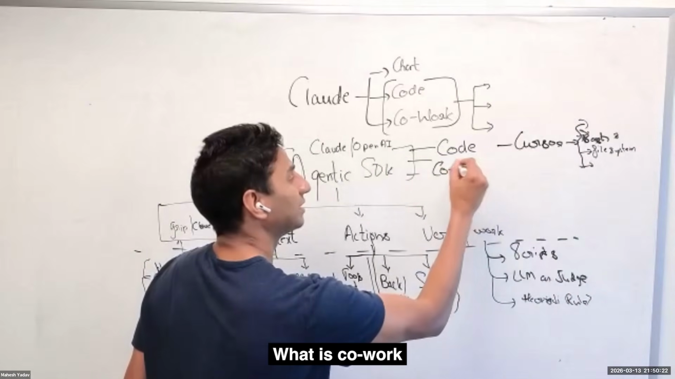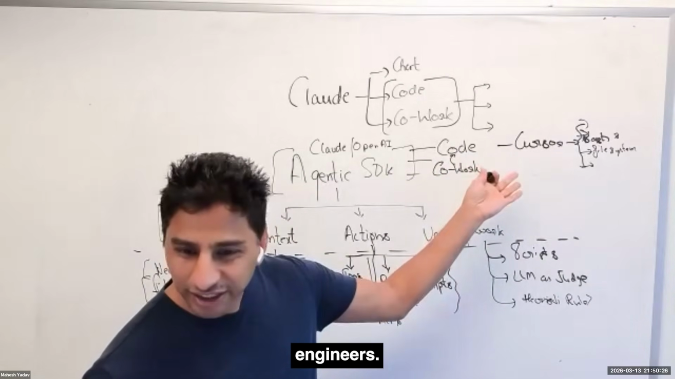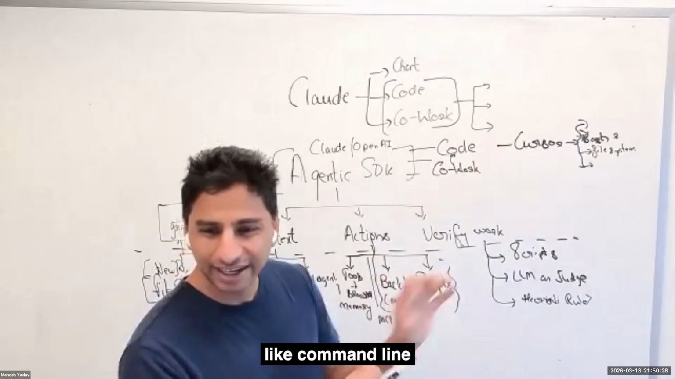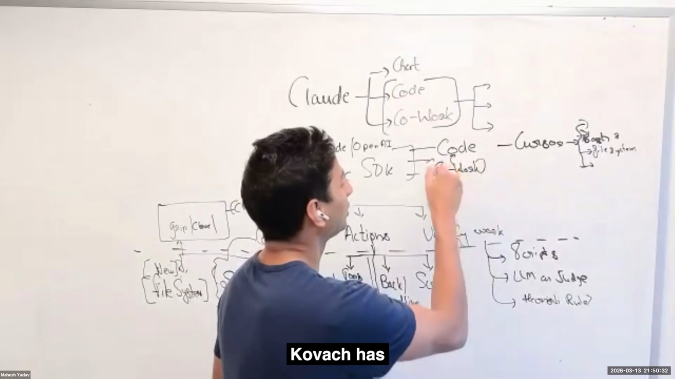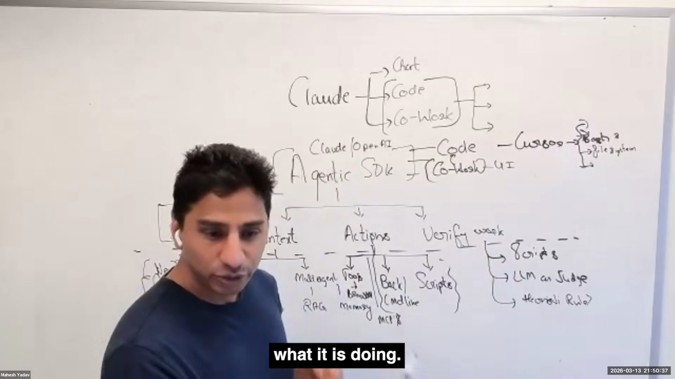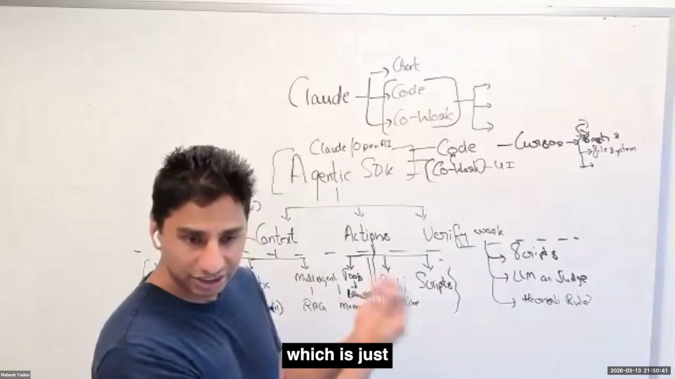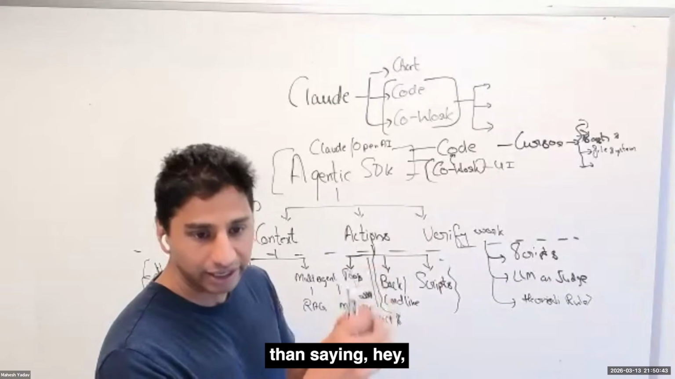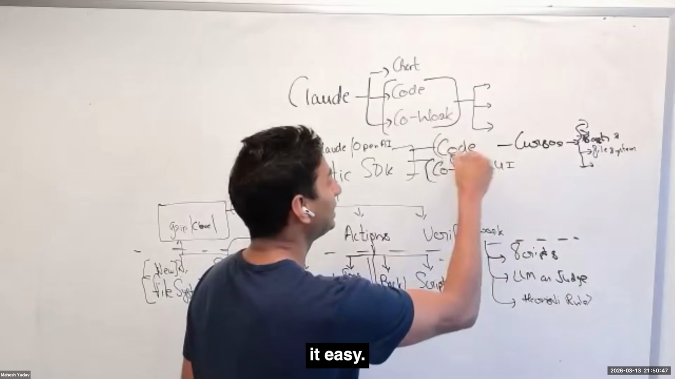What is Co-Work? Claude Code runs in terminal. It's for engineers. It has engineering-like command line and does all the things in command. It's boring. Co-Work has a UI element, so you can see what it is doing. You can look at the context and provide the context in a natural way, which is just uploading files, rather than saying, hey, create this plot.md file and all that. So they made it easy.